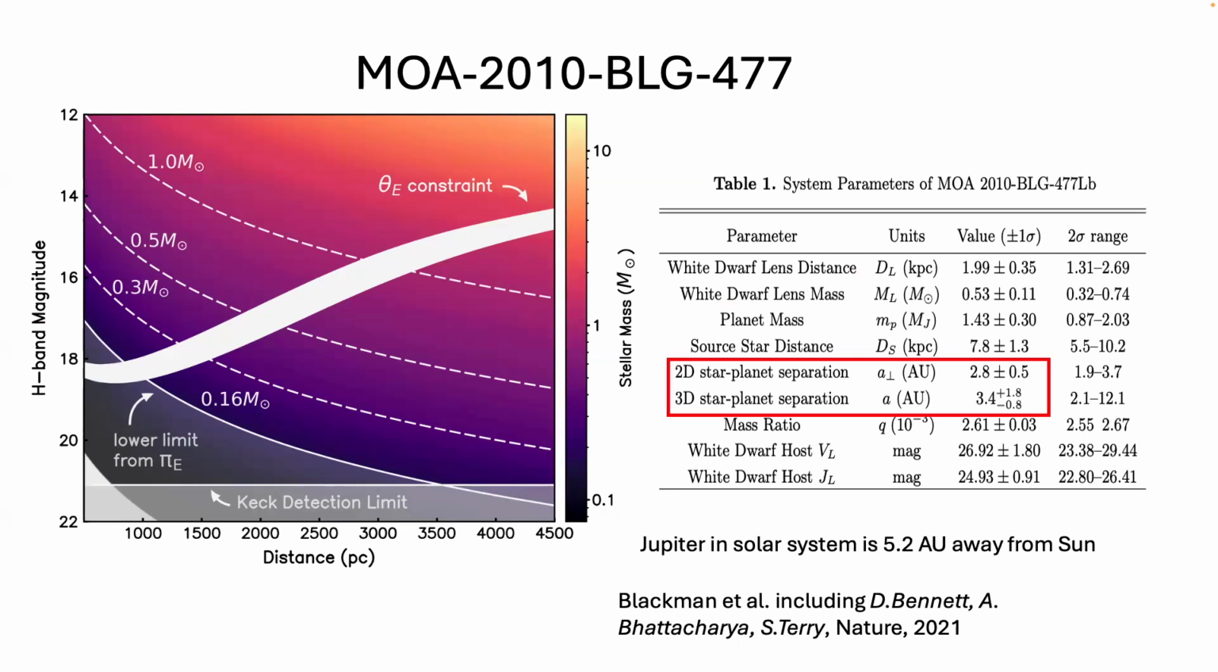The thing I would like to point out is that our Jupiter in our solar system is 5.2 AU from the sun. So that means this is the first planet around a white dwarf that we got that is only a few AU away.